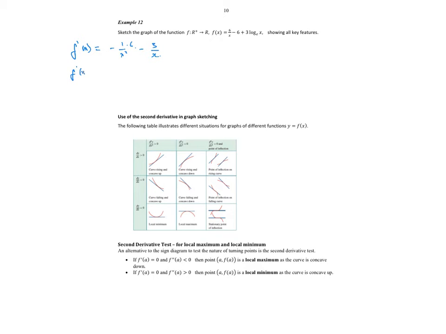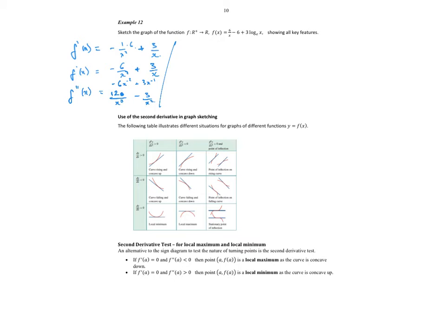So therefore we get f dash of x is equal to negative 6 on x squared plus 3 on x. Okay, so then let's have a look at f double dash of x, which is equal to, let's just write it as 6x to the minus 2 plus 3x to the minus 1. So what's that derivative going to give me? It's going to give me 12 on x cubed minus 3 on x squared.